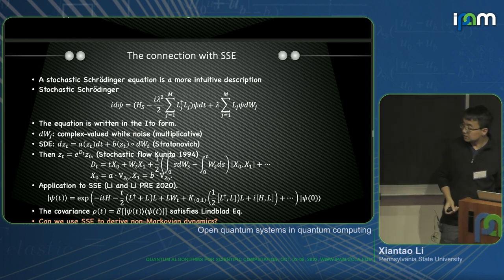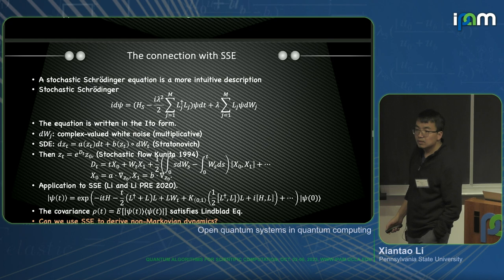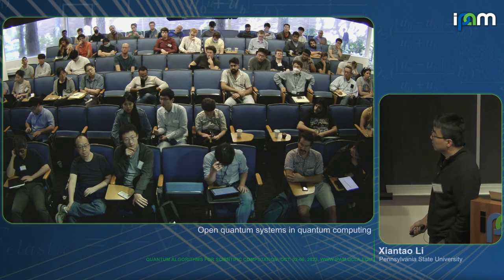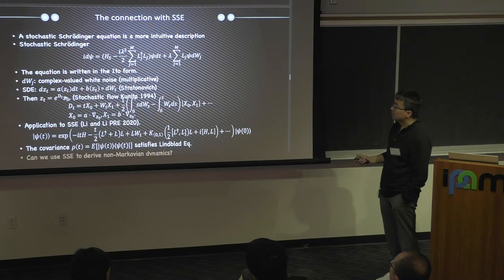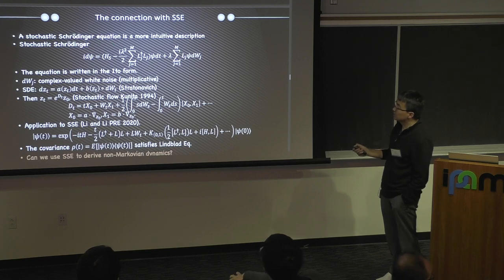But this Schrödinger equation doesn't correspond to a Hermitian Hamiltonian. This one right here? I mean the one on the top. The Hamiltonian doesn't look Hermitian. H_S is Hermitian. Yeah, but the other terms. Right, then it's non-Hermitian. It's non-Hermitian and there's a noise here.